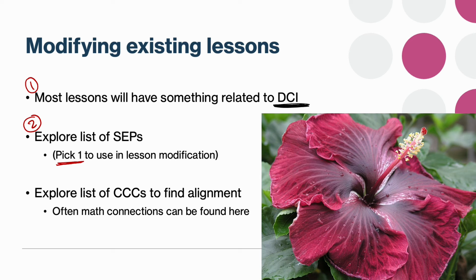And then in terms of the CCCs, these oftentimes are, again, just things to highlight, things that naturally slot in and fit with what you're already designing. So the amount of active work that needs to be done here differs based on your goals, but oftentimes you can find a good math connection in the CCCs. So, something to keep in mind.